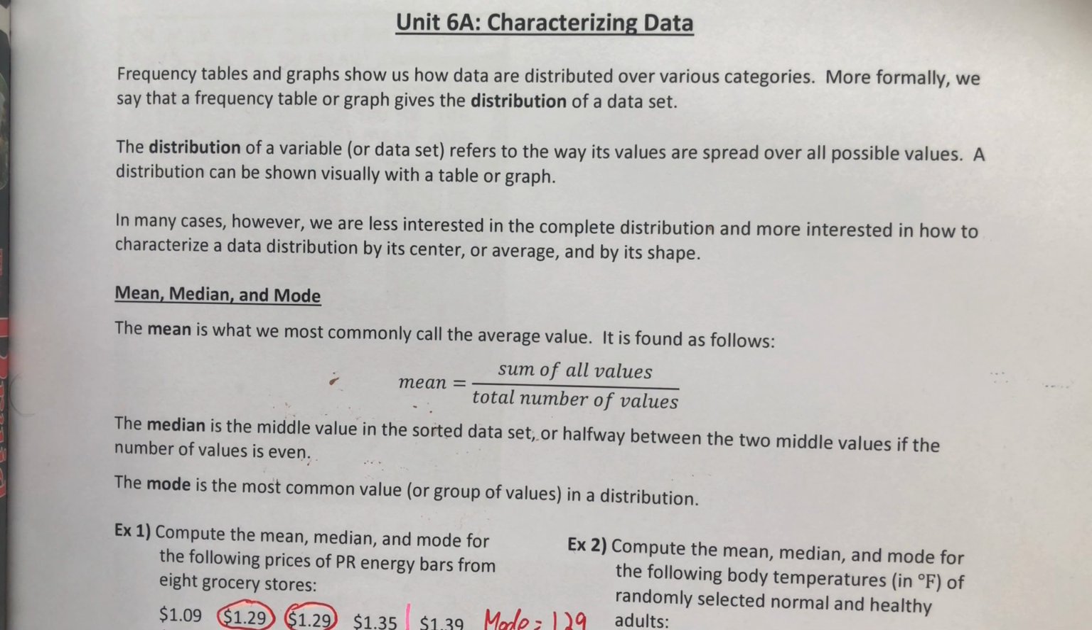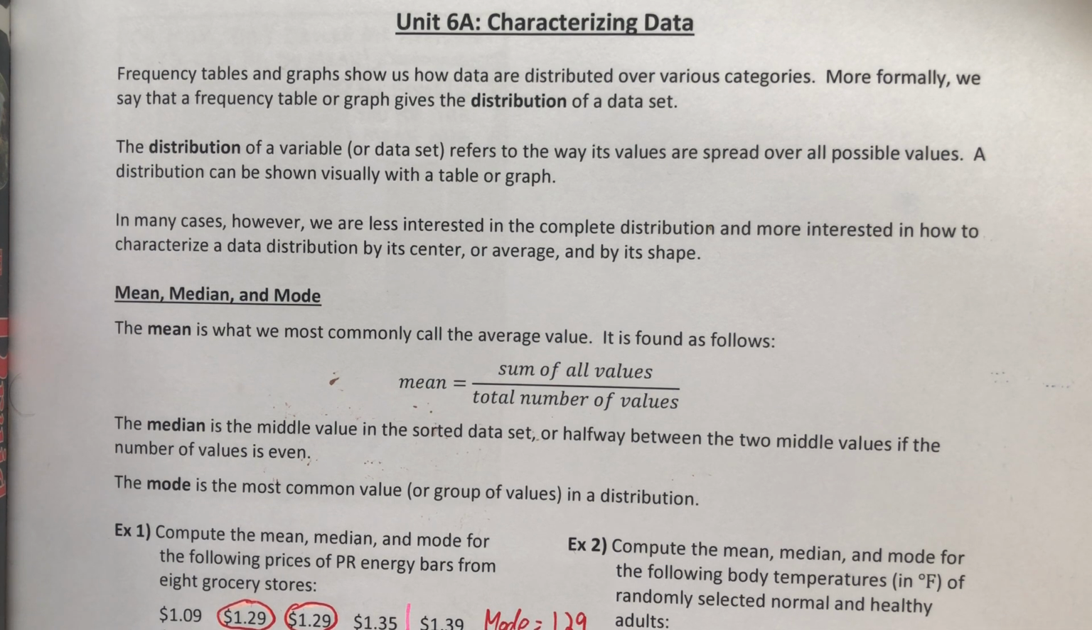So the mean is more commonly called the average. It's the common term, the term that most people use, and it's probably also the most common one that is used. And so the mean is really just the sum of all the values divided by the total number of values. So I add up all the numbers and then divide by the number of values that we have.